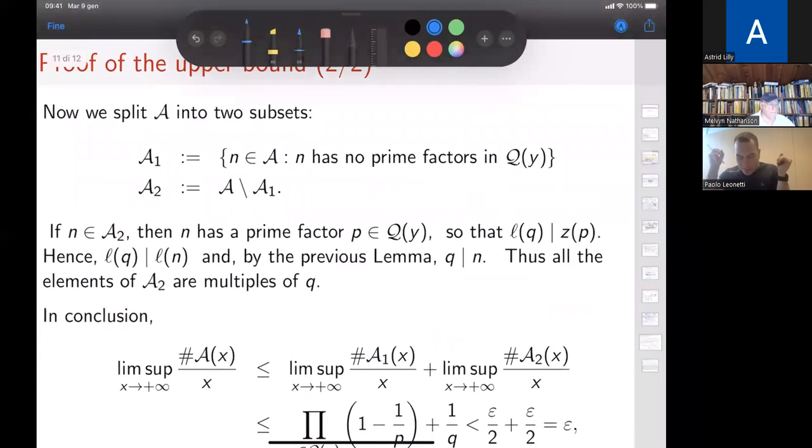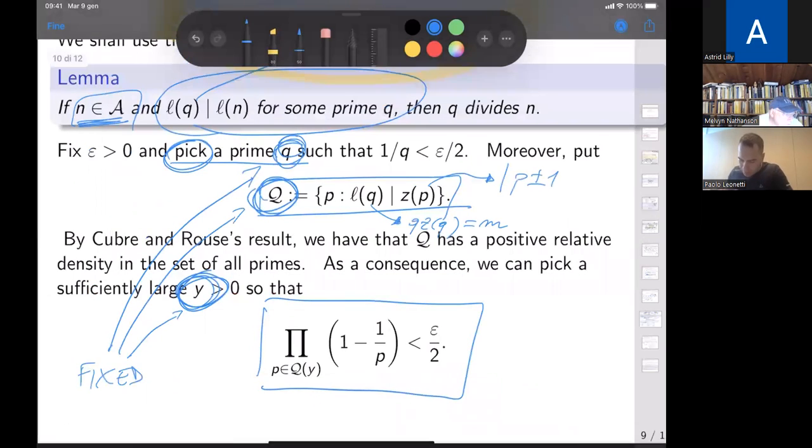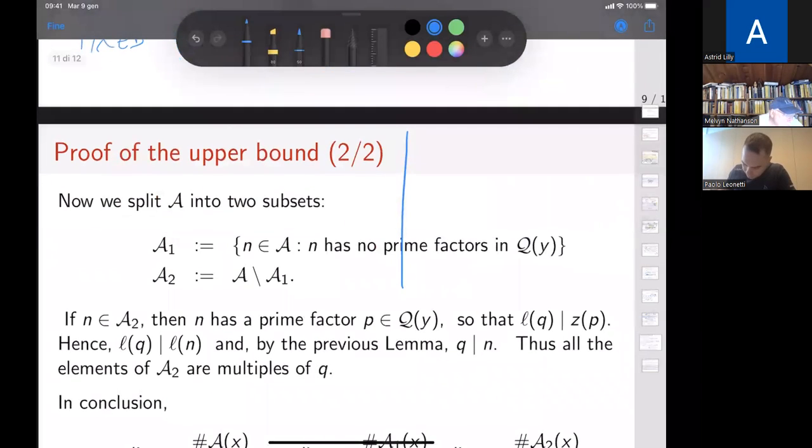Again, we split A into two subsets. This is a partition, A1 and A2. A1 is the set of integers which can be expressed as the greatest common divisor between k and f of k, with the property that n has no prime factors in Q of y, where Q of y is this set here, the set of primes for which L of Q divides zeta p. And A2 is just the complement.